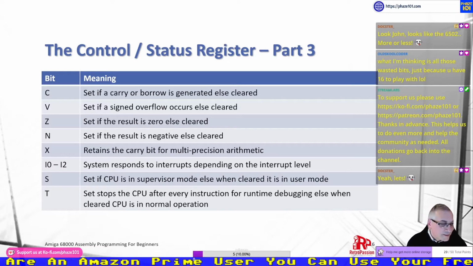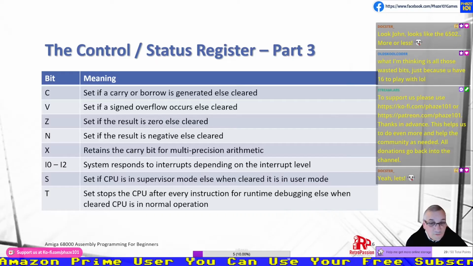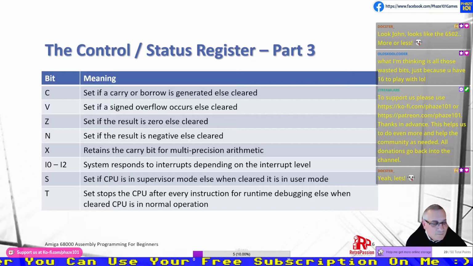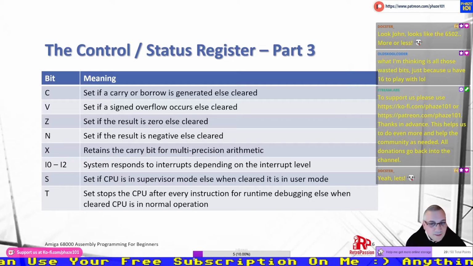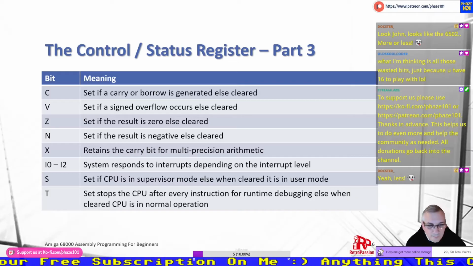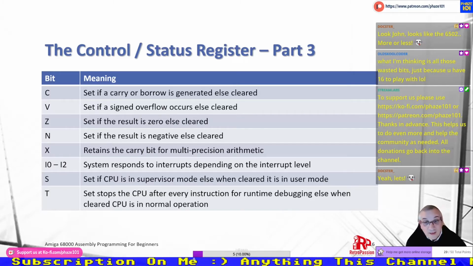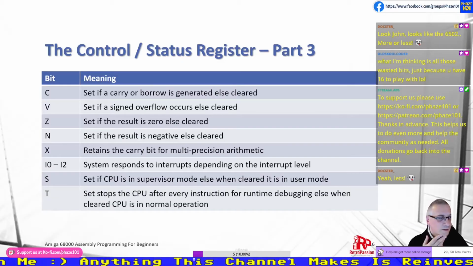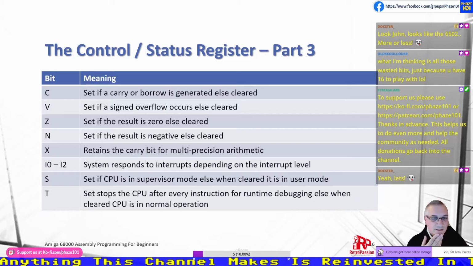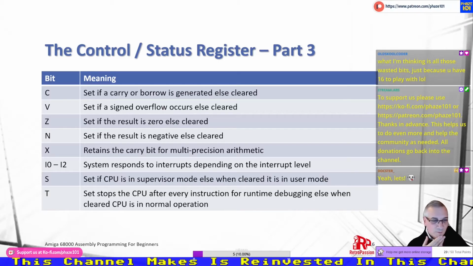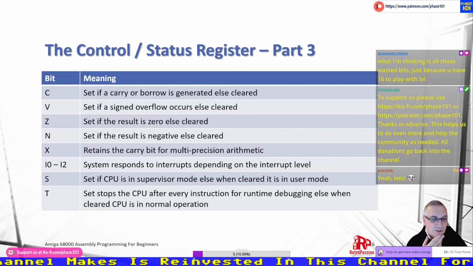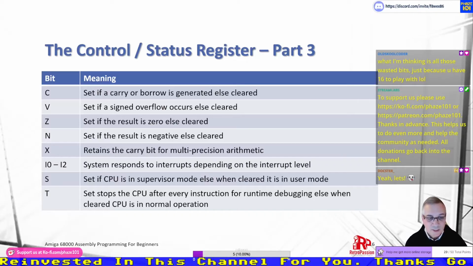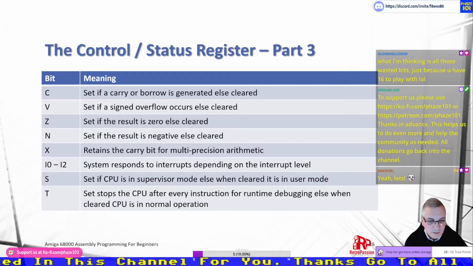Then there is the X. X is used for precision, okay? When you have addition, subtraction, etc., it gives you that ability, retains the carry bit so that you can have more precision. And in the book, for those that followed, I covered some examples of that. Then we have the I, which is from 0 to 2. These are the interrupt bits. S is for the supervisor, and T is for the trace. So when you're doing debugging.